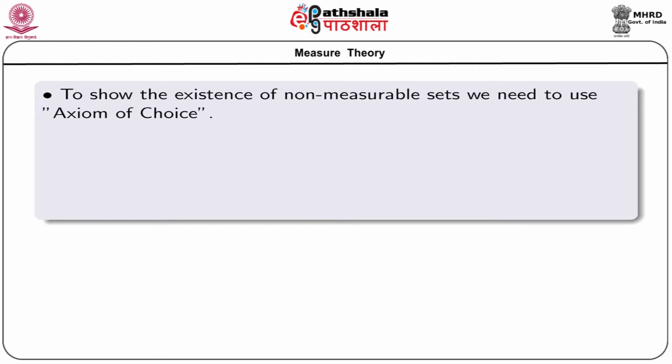Recall what is axiom of choice? Axiom of choice says that given a collection of sets, we can construct a set by taking one element from each set. Obviously, if the sets in the collection are pairwise disjoint, in that case we will take distinct elements from each set, and the cardinality of the resulting set will be equal to the cardinality of the class of sets.